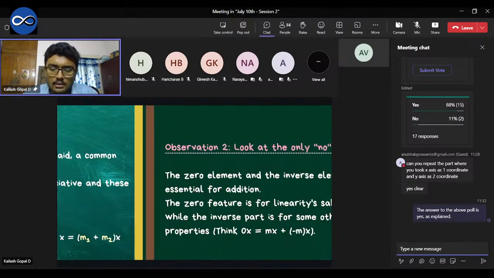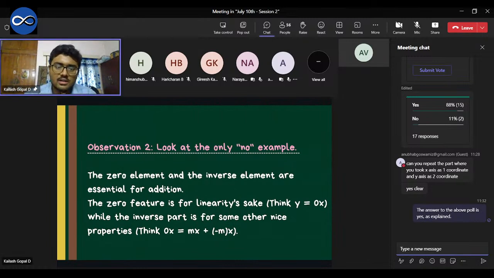Now, let's go to the next thing, which is the no example. The no example was functions that don't pass through the origin. Now, what is the origin? The origin is just a point, right? But the origin is quite a special point. The origin is 0, 0, 0 in however many dimensions you want. Every element is 0.